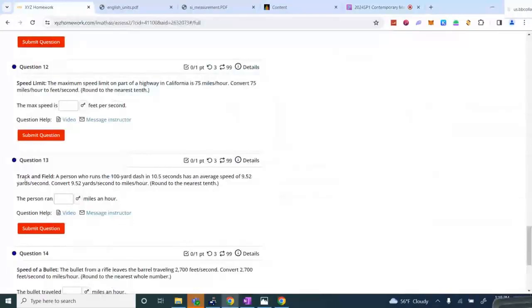All right, so for question number 13, we have a track and field application. A person who runs a 100-yard dash in 10.5 seconds has an average speed of 9.52 yards per second. And we're asked to convert 9.52 yards per second to miles per hour.